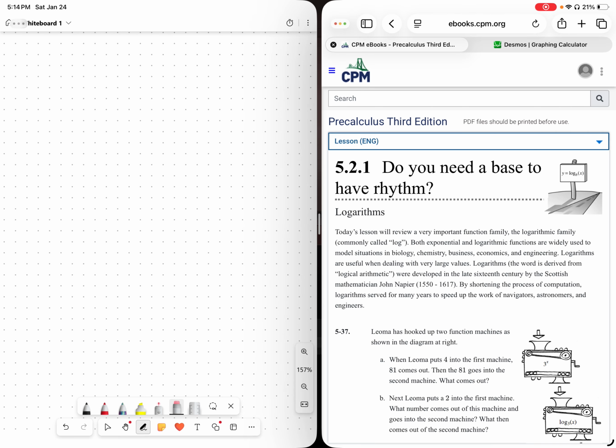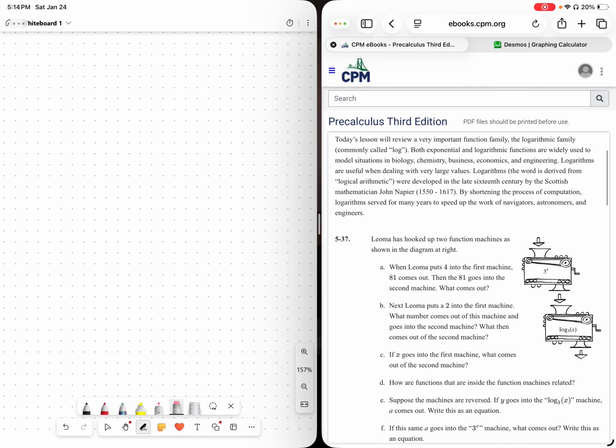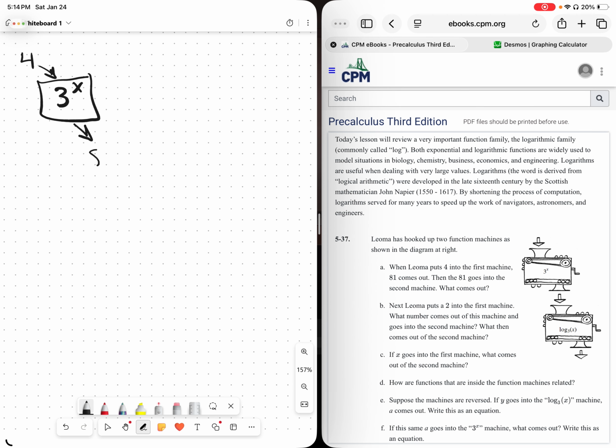So let's look at these two function machines here drawn at the right. When we have the function machine 3 to the x, right? And so she puts a 4 into this function machine, it's going to spit out, right? So 3 times 3 is 9, 9 times 3 is 27. 27 times 3 is 81, right? And then you plug 81 into the second function machine, which is the log base 3 of x, right?